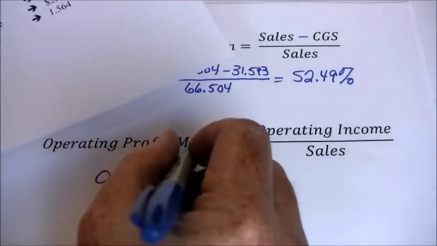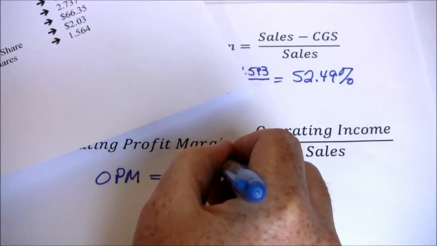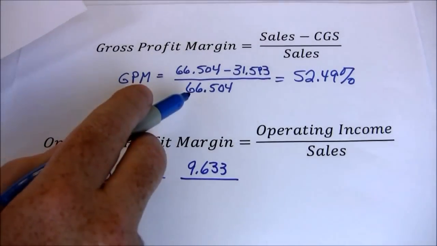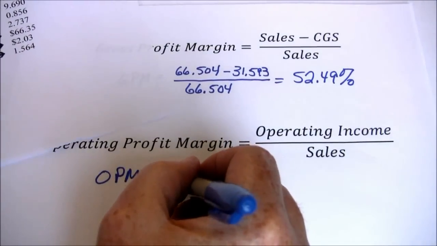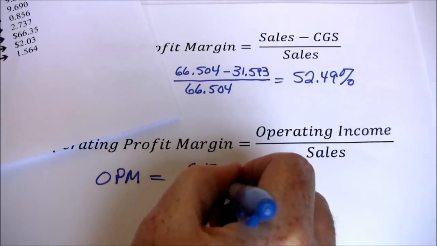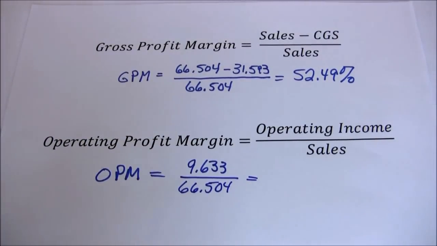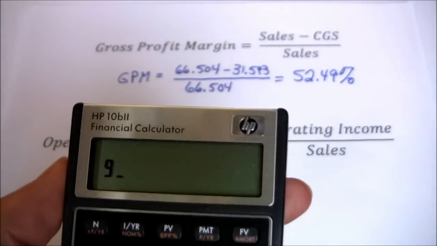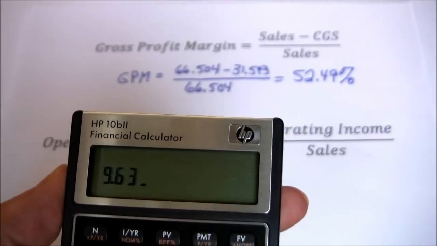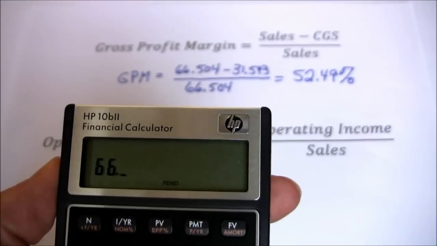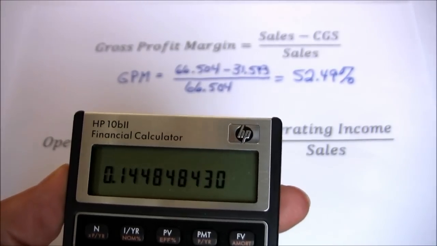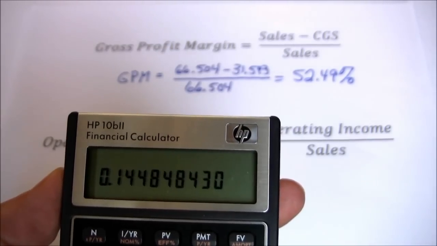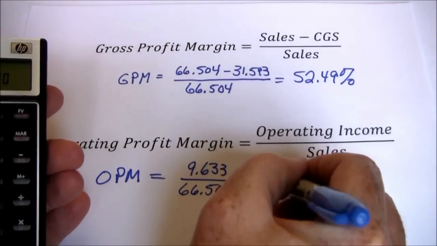9.633 was our operating income. And remember, that's in billions. And our sales again were the 66.504 billion. Again, we want to express that value as a percent. So we're going to take 9.633 divided by 66.504, and that gives us 14.48% for our operating profit margin.